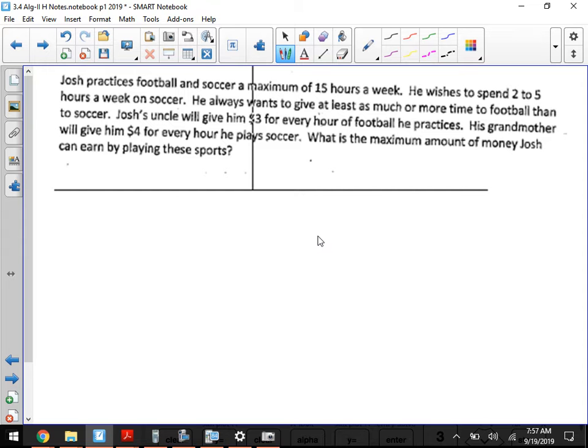I don't know. What is the maximum amount of money Josh can earn by playing these sports? So, what is the objective? Maximum amount of money. Good.